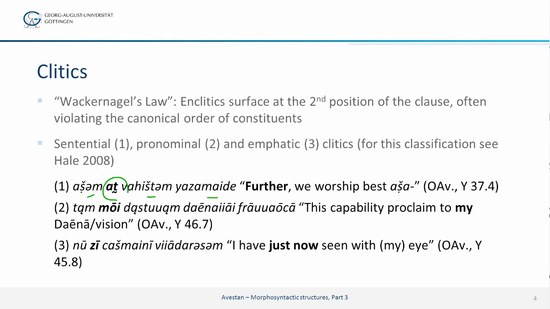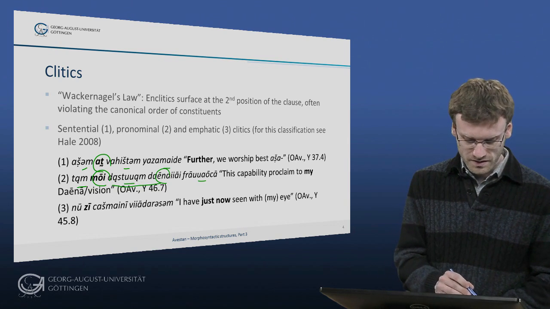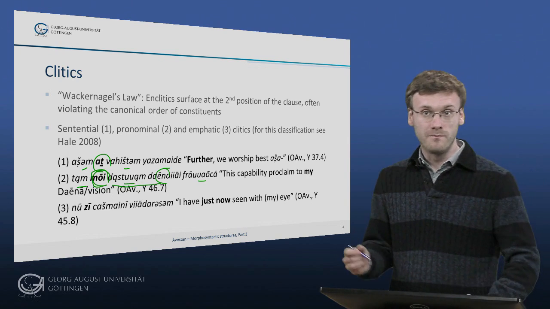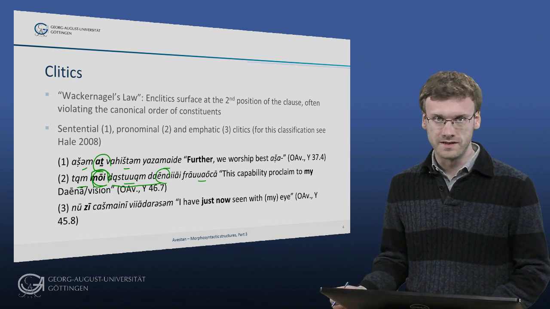In the second example, the pronominal clitic moi, my, acts as a pronominal attribute of the dative form dainai. Together meaning to my vision or to my daina, if we leave this Zoroastrian technical term untranslated. Proclaim, fravoucher, to my daina, moi dainai. Because of the compulsory placement of the pronoun at the second position, moi, my daina becomes a discontinuous noun phrase in Avestan.